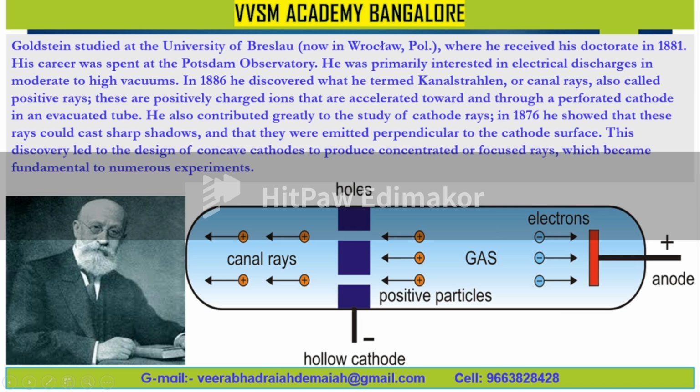Goldstein studied at the University of Breslau, now in Wrocław, Poland, where he received his doctorate in 1881. His career was spent at the Potsdam Observatory. He was primarily interested in electrical discharge in moderate to high vacuums. In 1886, he discovered what he termed canal Strahlen or canal rays, also called positive rays, as I told you. These are the holes in the perforated cathode we have discussed.